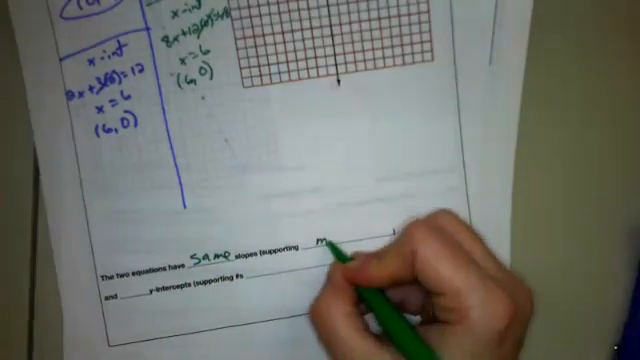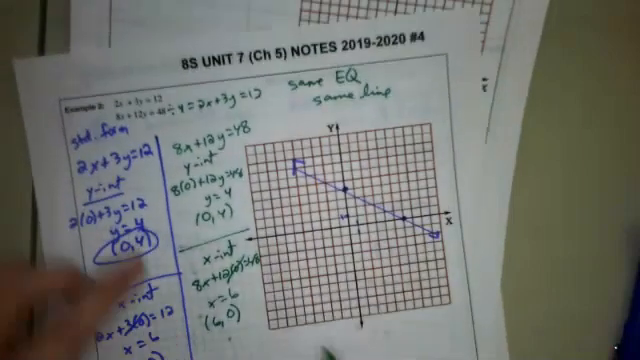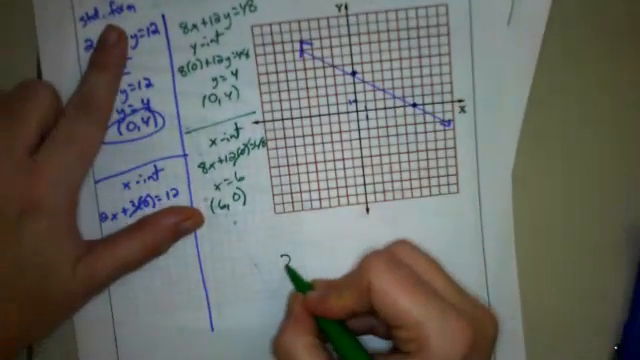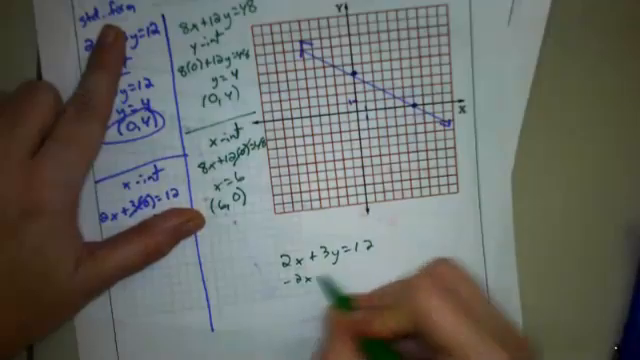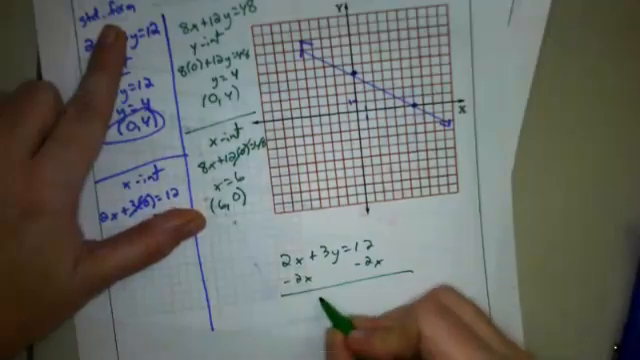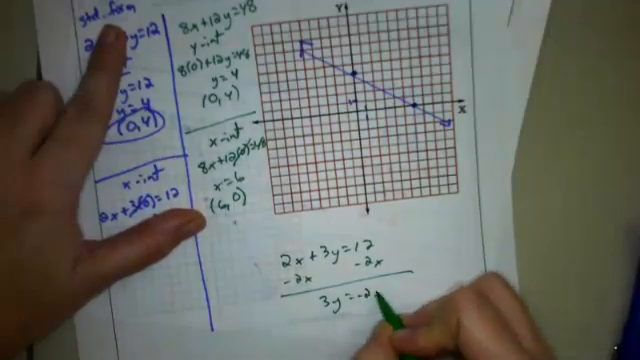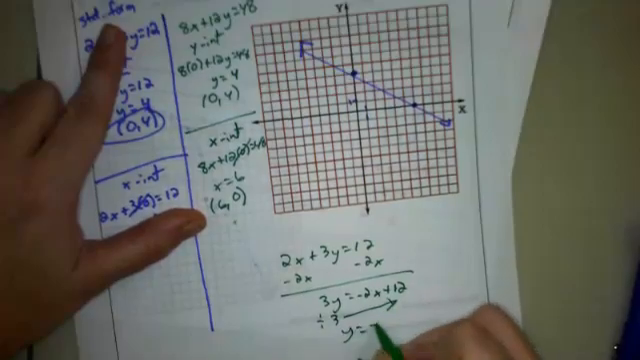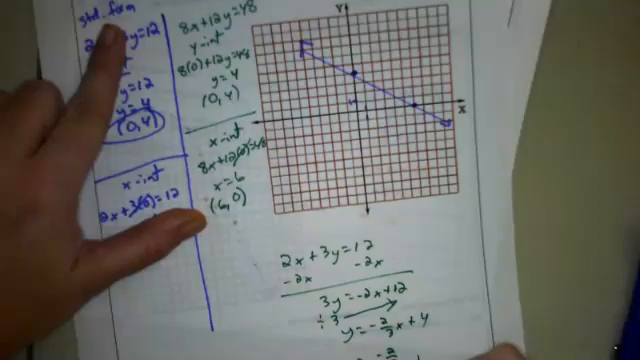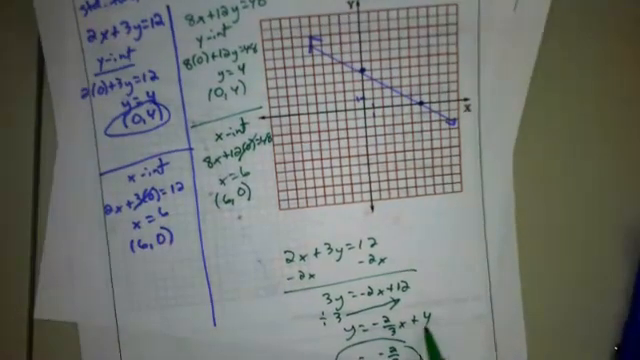Let's find what the slope is. I didn't do that yet. Let's just take one of them: 2x plus 3y equals 12. Subtract 2x. I get 3y equals negative 2x plus 12. Divide by 3. I get y equals negative 2/3 x plus 4. So my slope is negative 2/3, and my y-intercept is 4.